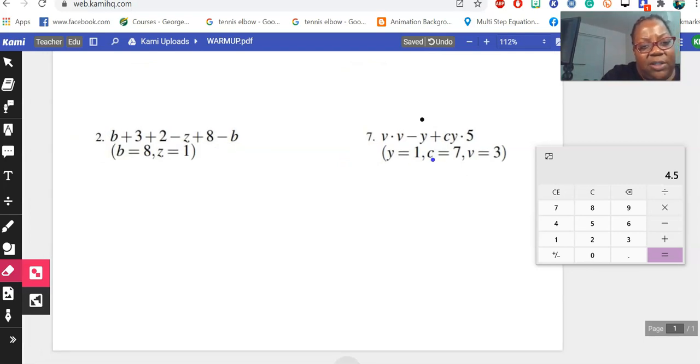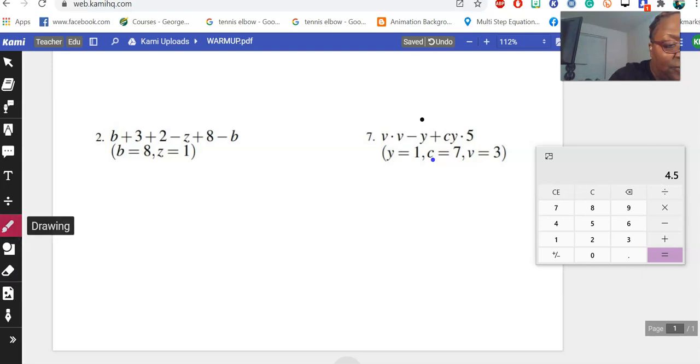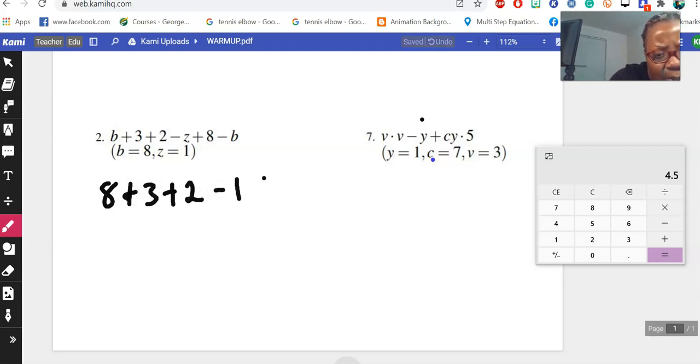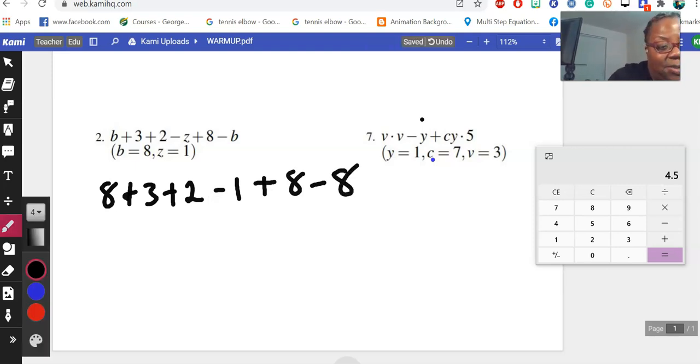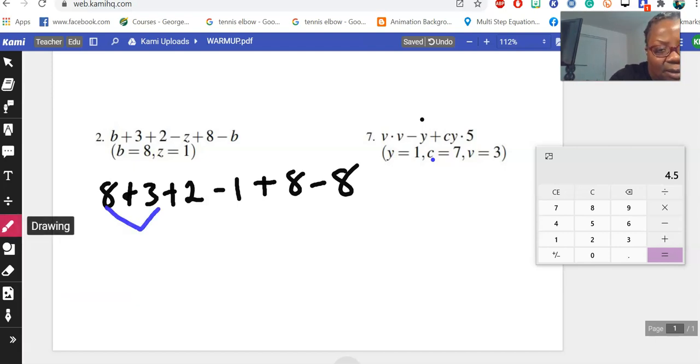B plus 3 plus 2 minus Z plus 8 minus B. Let's rewrite. B is 8, Z is 1. So I have 8 plus 3 plus 2 minus 1 plus 8 minus 8. Now, notice this is all adding and subtracting, so we're just going to start from the beginning. 8 plus 3, 8, 9, 10, 11.